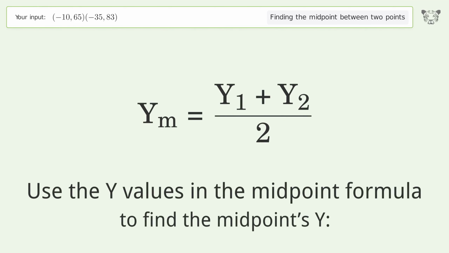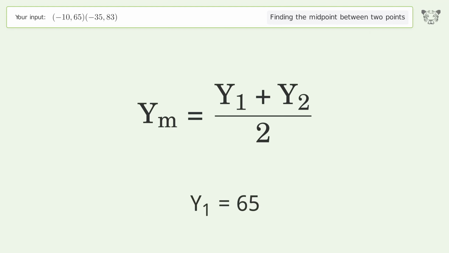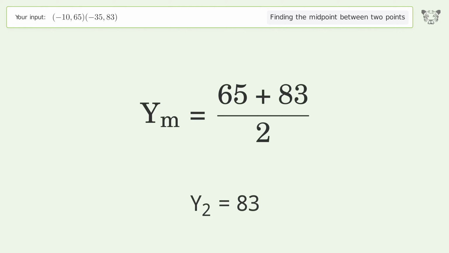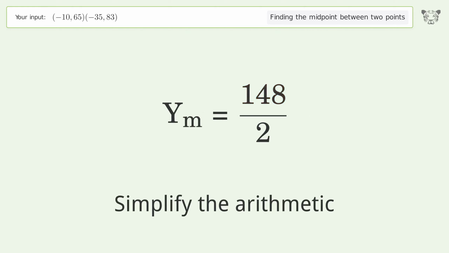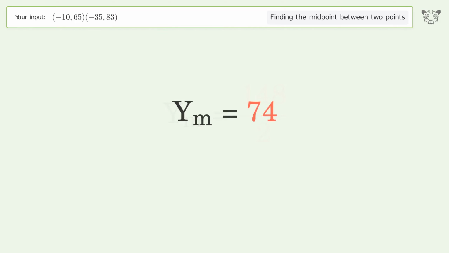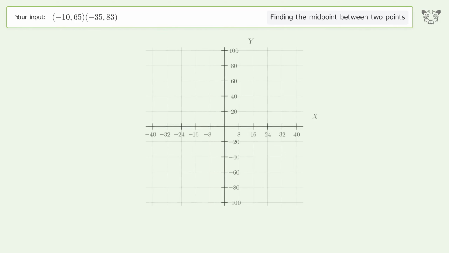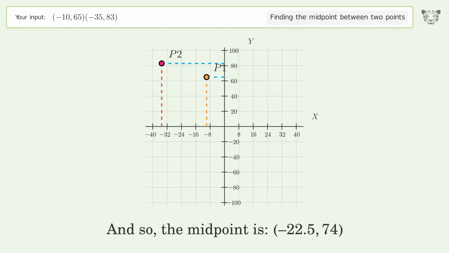Use the y values in the midpoint formula to find the midpoint's y. y1 equals 65. y2 equals 83. Simplify the arithmetic. And so, the midpoint is negative 22.5, 74.